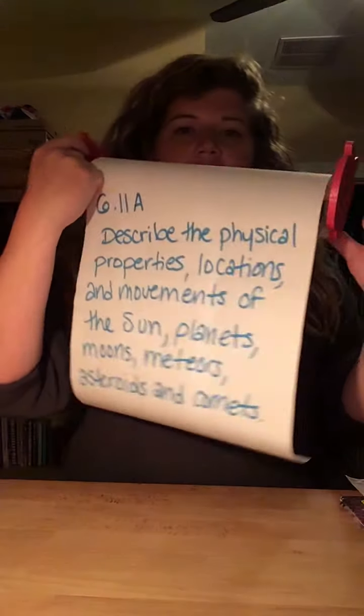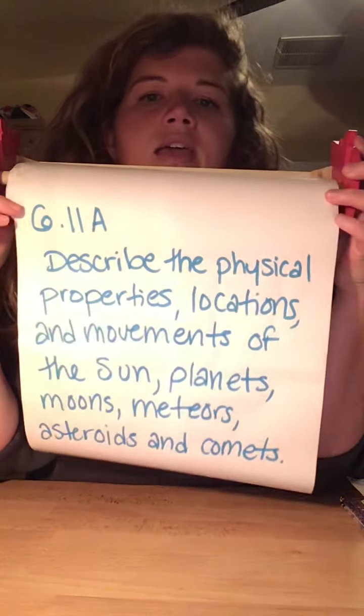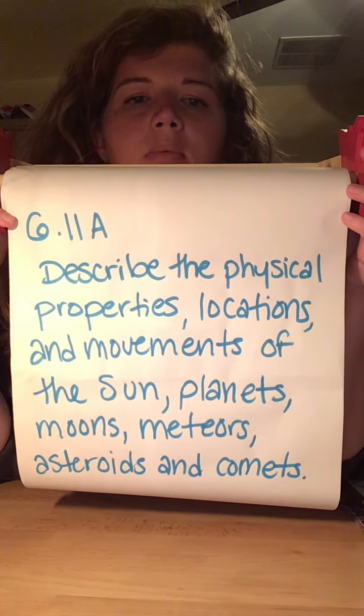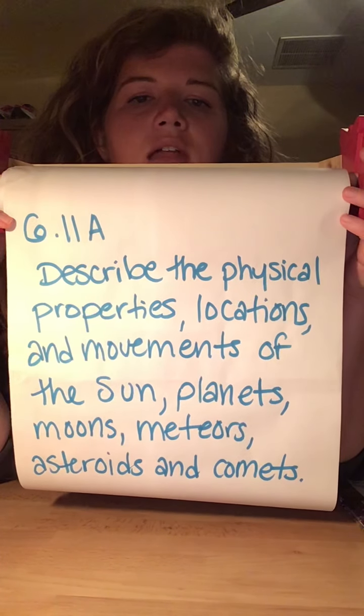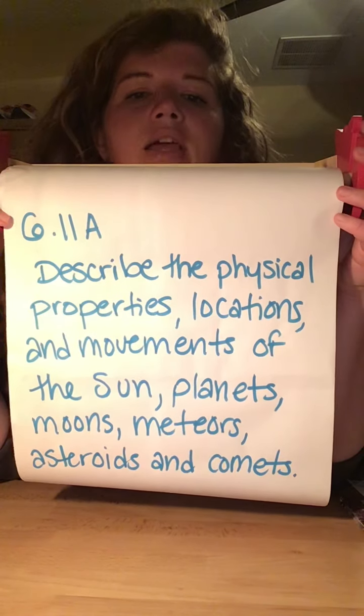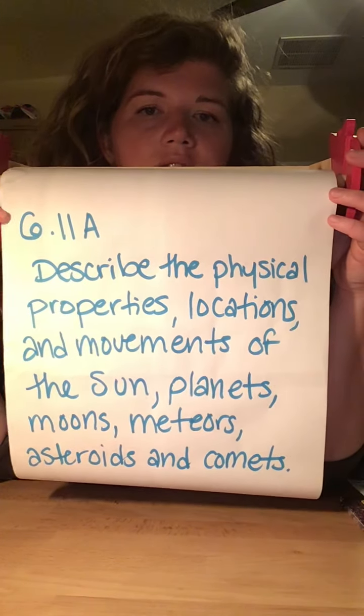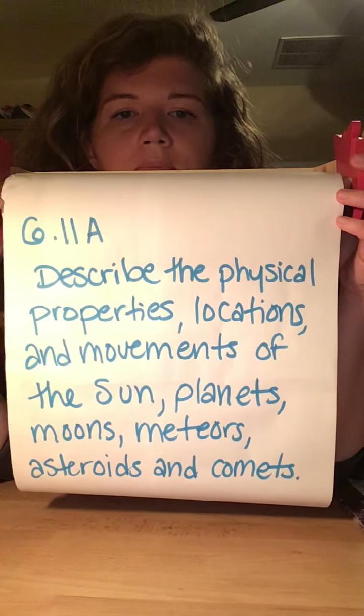And our next thing I'm going to show you is the TEKS involved for this week. It's 6.11a, describe the physical properties, locations, and movements of the sun, planets, moons, meteors, asteroids, and comets. So pretty cool. And then there isn't going to be any reading requirement for this week.